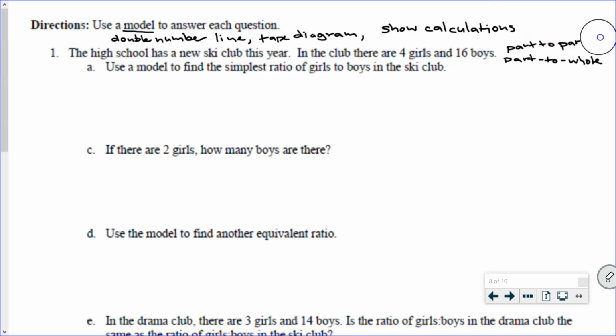Quiet think time. No talking at your tables. Just think, is this part-to-part or is this part-to-whole? Now let's take a vote. Hands down, all the hands down. Who says I think it is a part-to-part ratio? Hands up. Okay, hands down. Who thinks it is a part-to-whole ratio? All right, a few of you. Let's go with the majority first. Why do you think it's a part-to-part ratio? What do you think, Chandon?